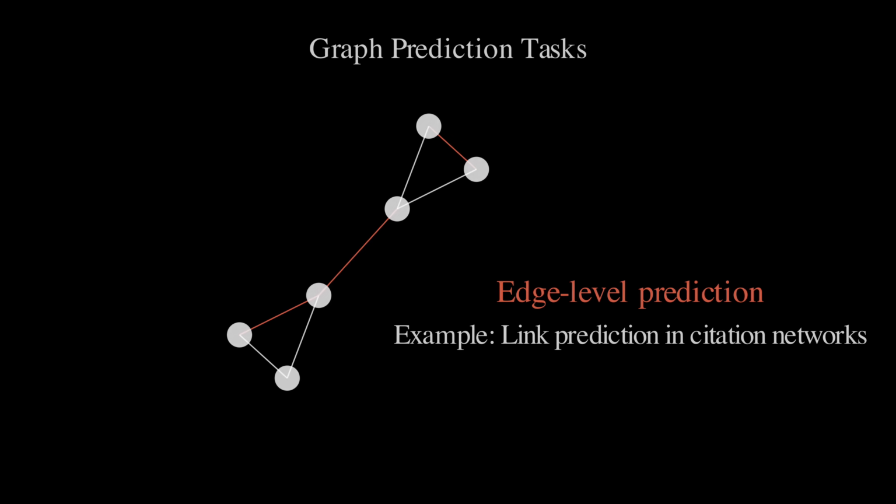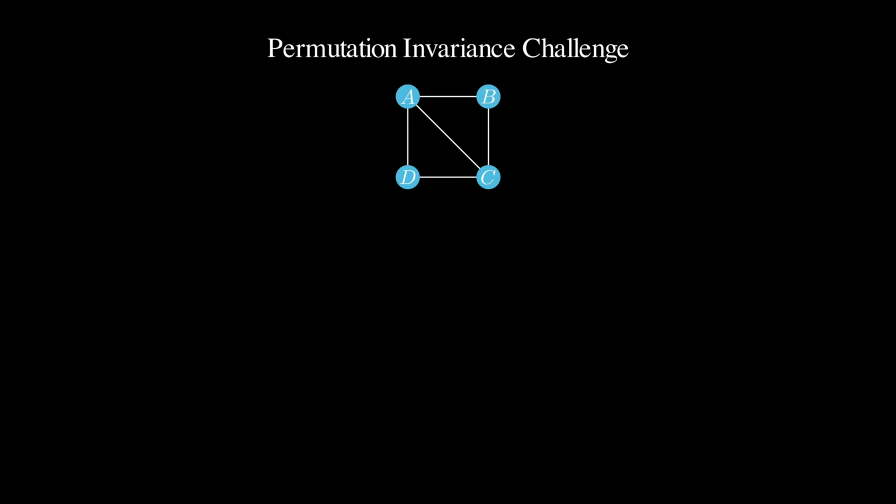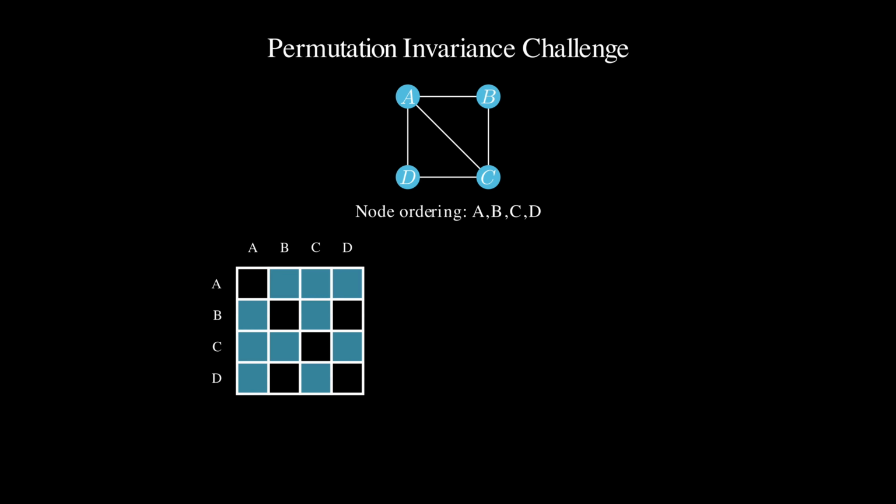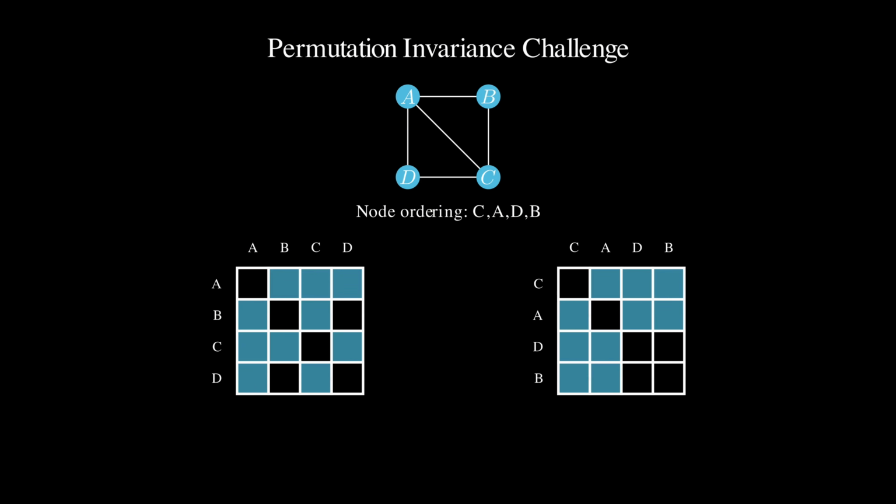But graph neural networks also come with some unique challenges. For instance, one big challenge is permutation invariance. Look at this graph structure with nodes A, B, C, and D, and if we represent it using an adjacency matrix with ordering A, B, C, D, we get this matrix. But if we just reorder the nodes to C, A, D, B, we get a completely different adjacency matrix, even though it's exactly the same graph. Our algorithms need to be invariant to this node ordering, which makes standard neural networks tricky to apply.